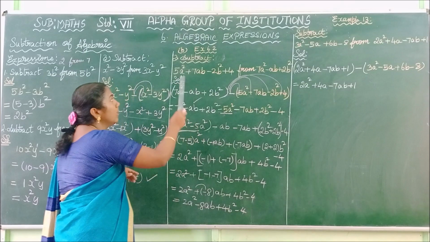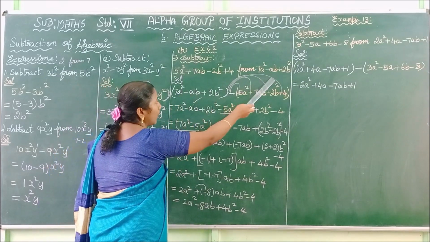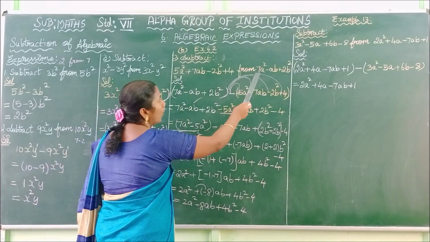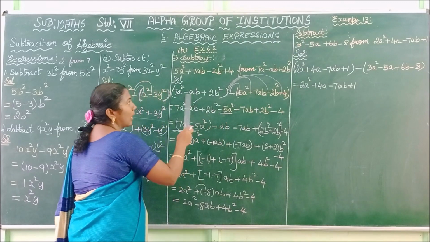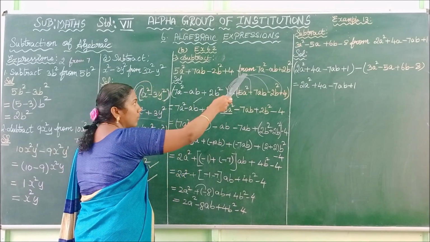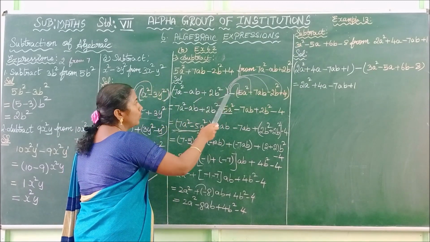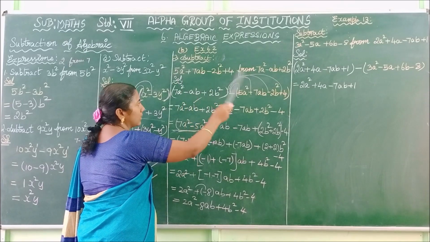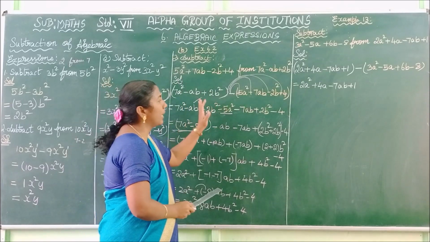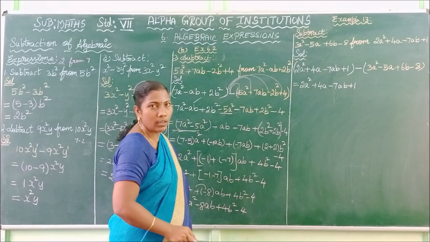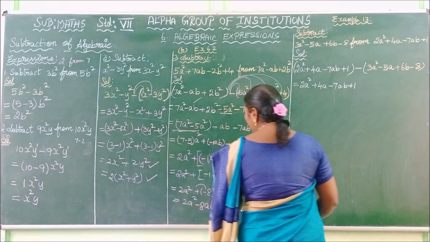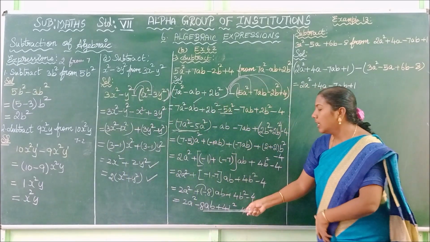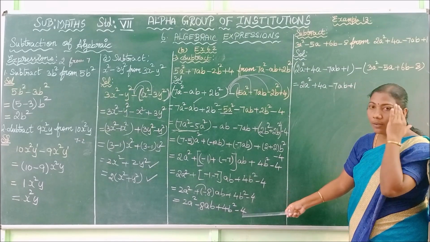Okay, see here children, in the question they have given two expressions to subtract. You have to write the expression first, this. After the expression comes the word from. Put the minus and then write the first expression, and then remove the bracket and collect the like terms and evaluate it. Okay. Thus we got the answer 2a square minus 8ab plus 4b square minus 4.